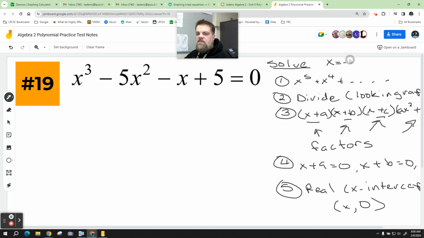Now, there's a lot of stuff I've been telling you. I don't know if you're picking up on this. If this is a third-degree polynomial, then I'm probably going to have 3 solutions. Well, I'm going to have 3 solutions. Hopefully, all 3 of them are real numbers. But as we saw in, I think it was problem number 16, sometimes you have imaginary numbers.